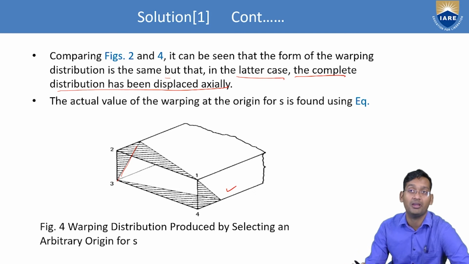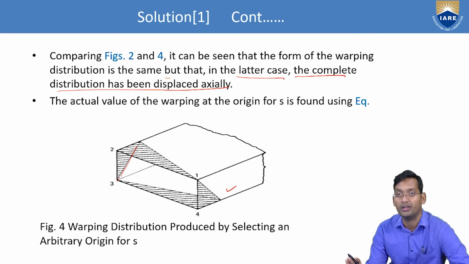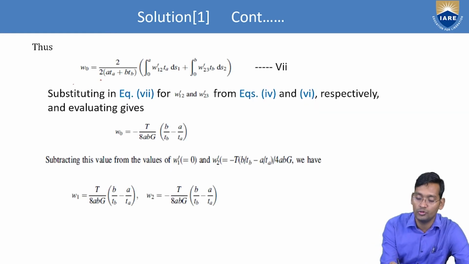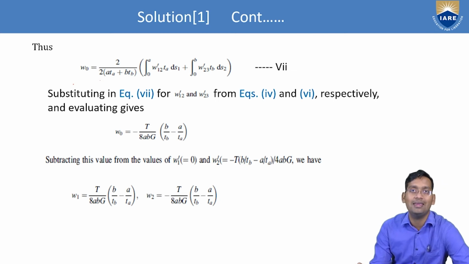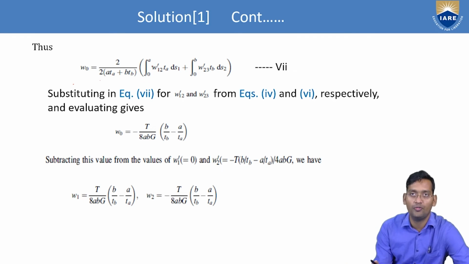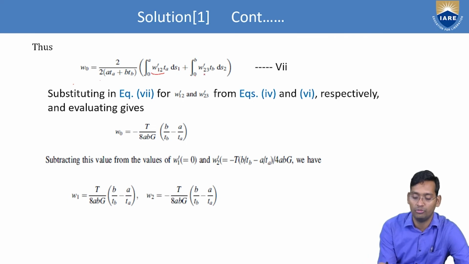The actual value of warping at the origin for S is found using that equation. So what will that be? Just see here. Thus, W naught equals 2 by 2 into (ATA plus BTB) into the integral from 0 to A of W dash 1 2 TA ds1 plus the integral from 0 to B of W dash 2 3 TB ds2. Now we have the W dash 1 2 value and W dash 2 3 value. Substitute in equation 7, W dash 1 2 and W dash 2 3 from equations 4 and 6 respectively, and evaluate.